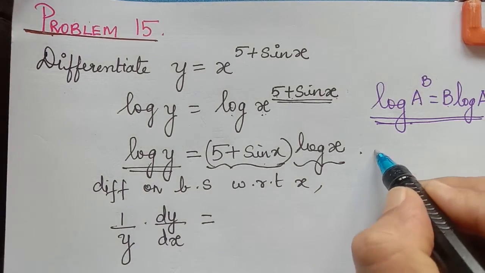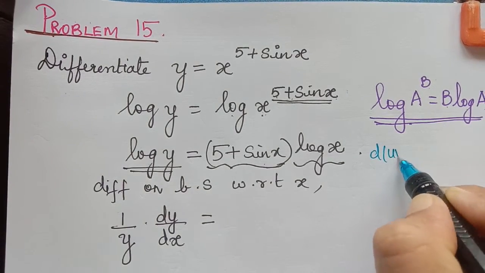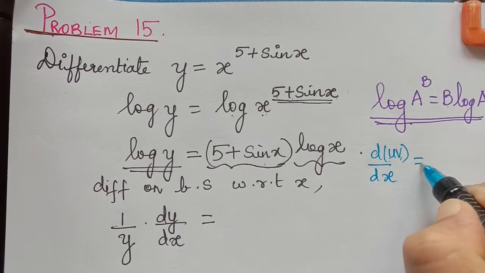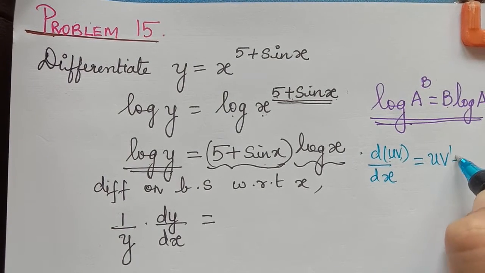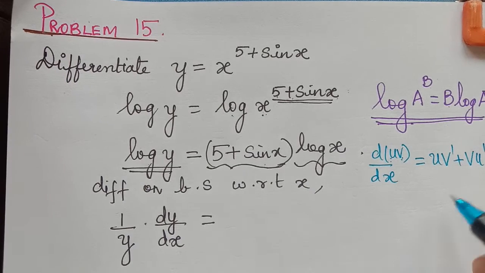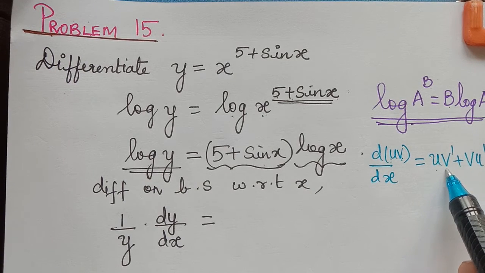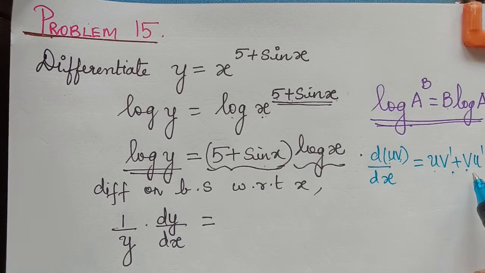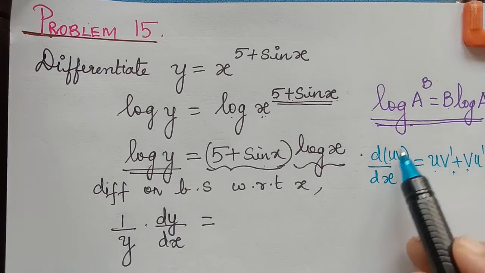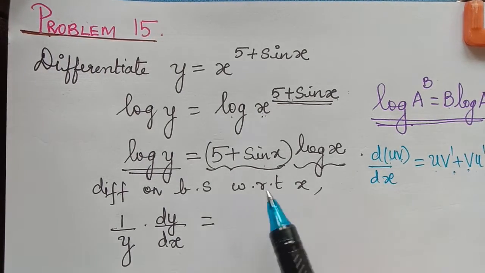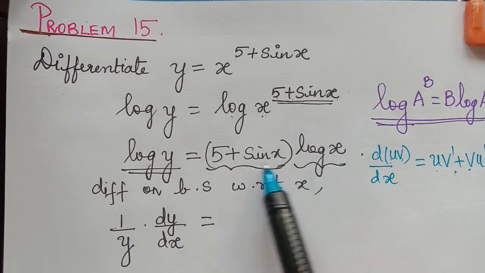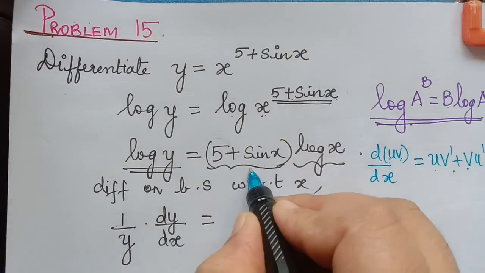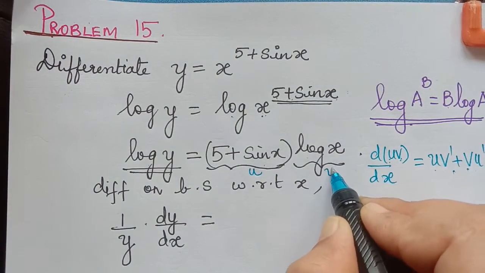We know that the differentiation of uv, the product of two functions with respect to x, is equal to u v dash plus v u dash. That is, we should have u as it is and differentiate v first, plus then we should have v as it is and differentiate u. So let us use this and we shall differentiate the right hand side. Now here 5 plus sin x is like u and log x is like v.